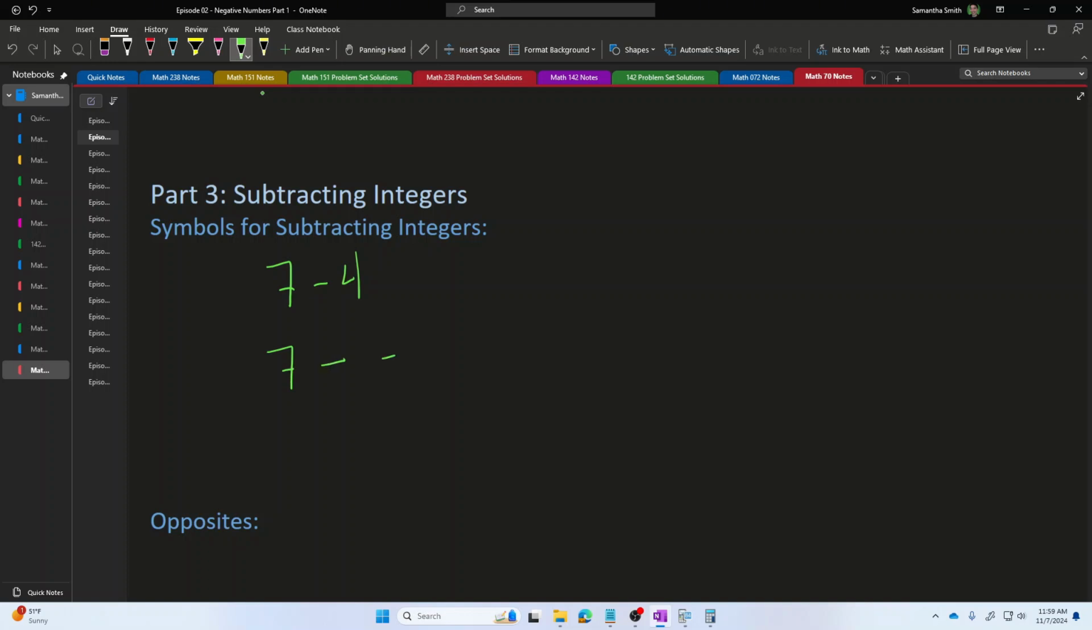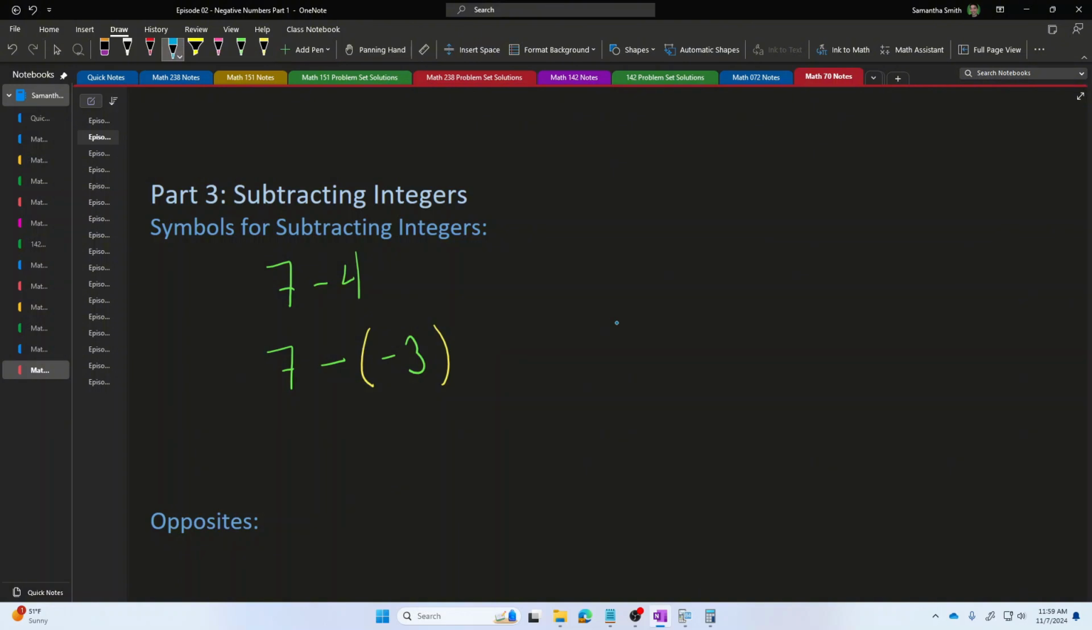minus negative 3. But just like with addition, it's really kind of messy to have two symbols right next to each other like that, the subtraction symbol and the minus sign. So that's too messy, so we separate those symbols using parentheses. That way it's really clear to the reader, 7 subtract negative 3.